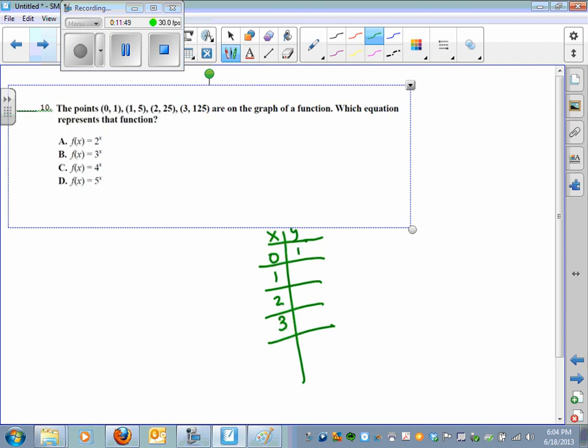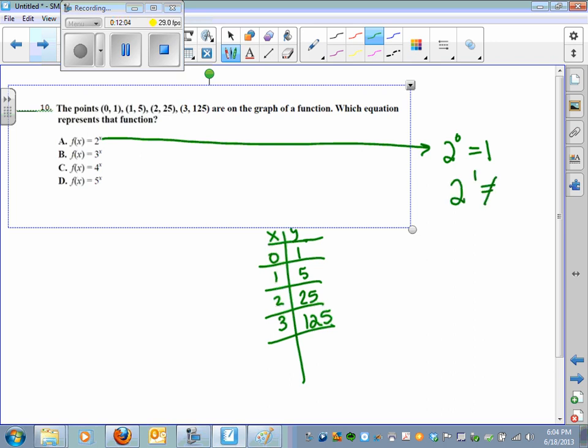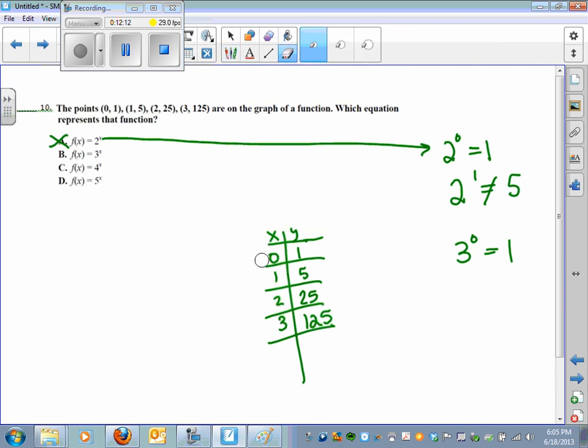25. Okay, so you're just going to plug it in. 2 to the 0 will give you 1, so I'm doing this one now. 2 to the first does not give you 5. All right, and so that's not it. 3 to the 0 gives you 1. In fact, anything to the 0 gives you 1, so you can pretty much ignore that part because that's true for all of them. But 3 to the first power would not give you 5. 4 to the first power won't give you 5. The only one that will do that is 5.